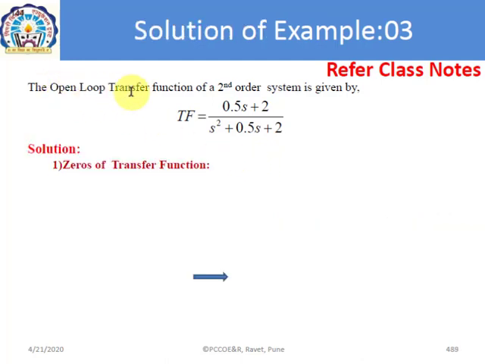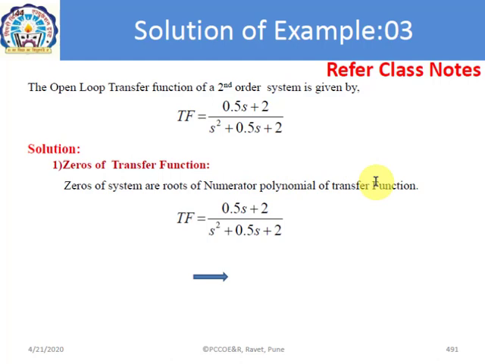The open loop transfer function of a second order system is given by (0.5s + 2) / (s^2 + 0.5s + 2). Now let us find the zeros of the transfer function. We know that the zeros are the roots of the numerator polynomial. If you equate the numerator to 0, you will get the roots, which are called the zeros of the transfer function.